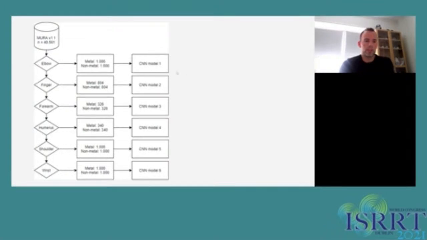This is a flowchart showing how we divided the MURA dataset into anatomical regions. We divided the elbow, finger, forearm, humerus, shoulder, and wrist. For most of the dataset, we had a lot of images with metal and without metal. But for the forearm and humerus, there were not many images with and without metal, so the dataset size was low here. For each anatomical region, we trained a neural network.